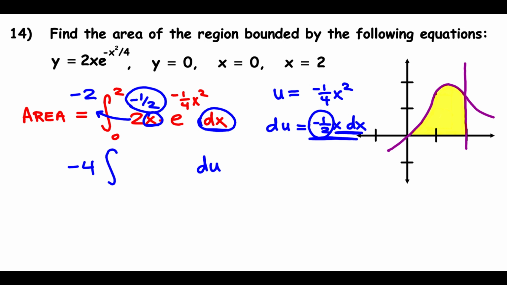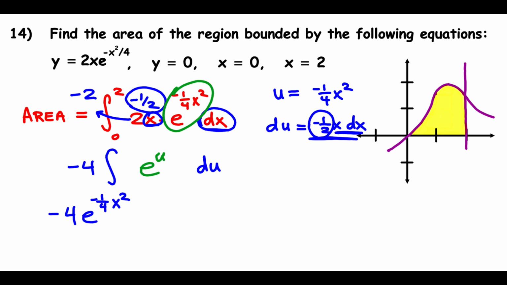And inside, all that we have left is just e to the u, which is kind of what I was hoping for. The integral of e to the u is itself. There's no chain rule, there's no u sub, there's no nothing. So it's just simply negative 4 e to the u. But wait, what's u again? u is negative 1/4 x squared.